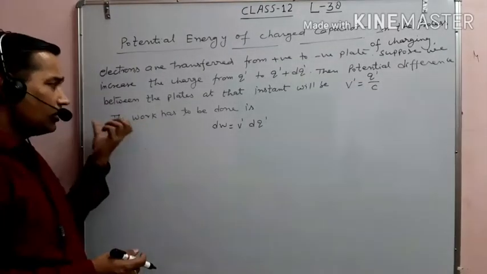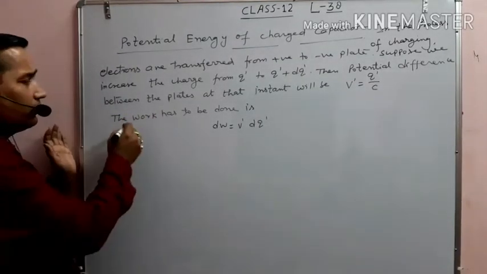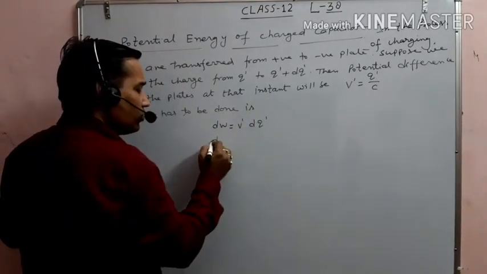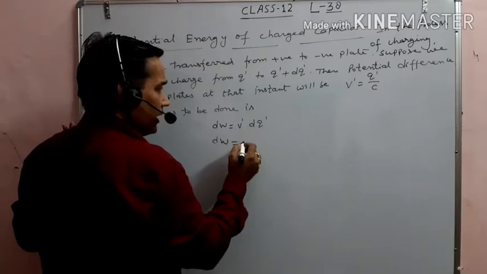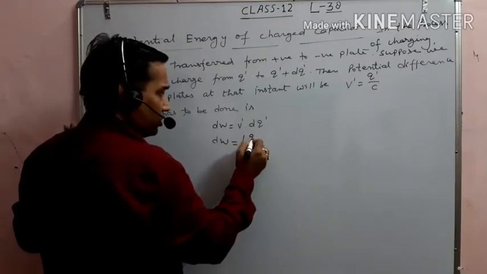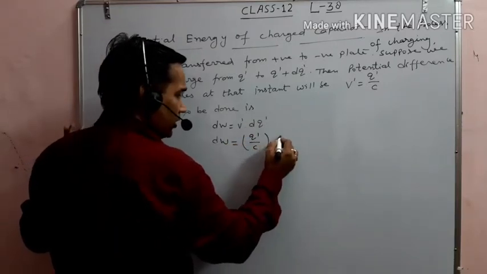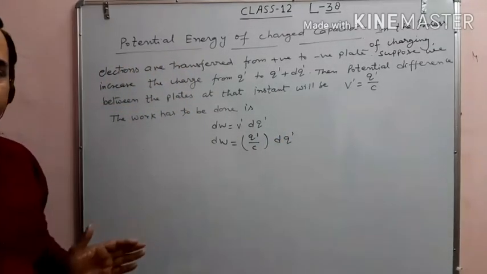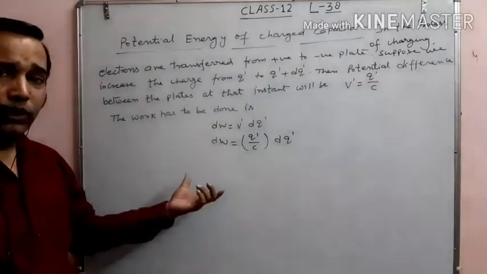So when the charge moves from positive to negative, in this situation some work has to be done, that is dW equal to V dash dQ dash. So you know beta, V dash is Q dash upon C into dQ dash. I hope there is no problem beta, okay, in this step.